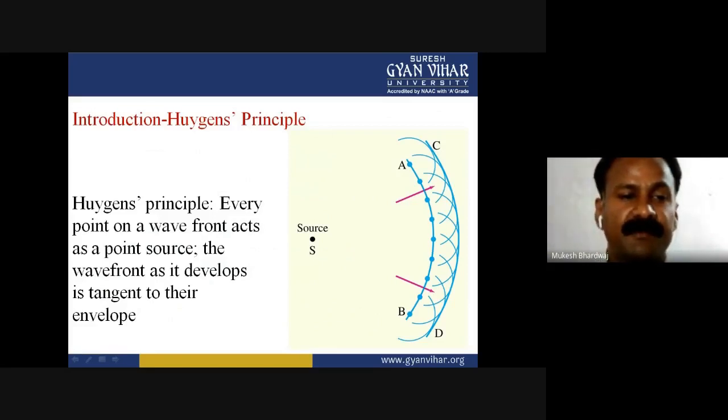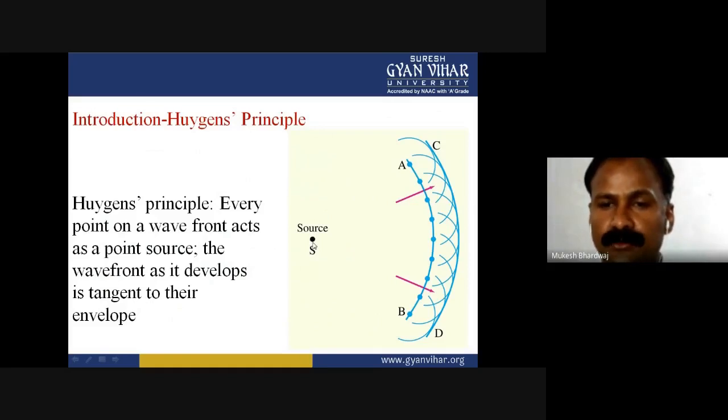So Huygens principle: every point on a wavefront acts as a point source. The wavefront as it develops is tangent to their envelope. So this is the primary source as is shown to you, and the line A to B is showing the wavelets or wavefront, that is another, secondary source of light generated from the primary source, and the light propagates in the form of wavefronts, and again the line CD generates a new wavefront, and so on and so on.